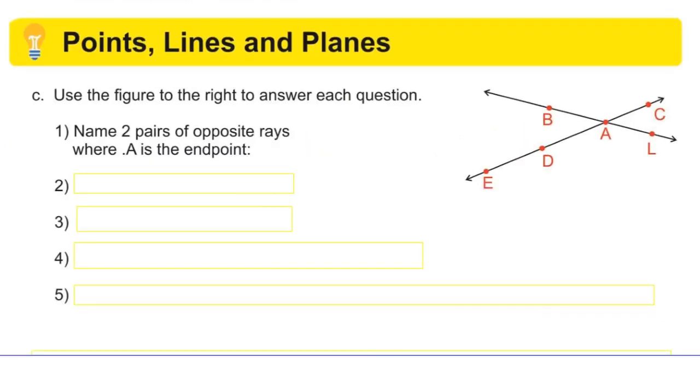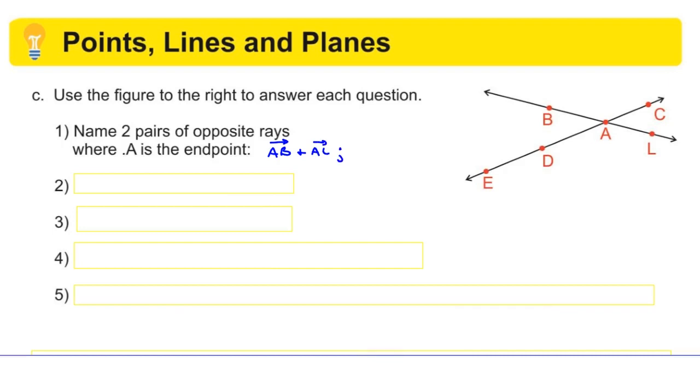What else? All right, let's do a little bit of practice here and see if we can make some sense out of things. We've got a figure to the right. We want to name two pairs of opposite rays where point A is the endpoint. So I need two pairs. So I'm going to do the first one. Let's call it ray AB. And its opposite ray would be ray what? Ray AL. Okay, there's one pair.